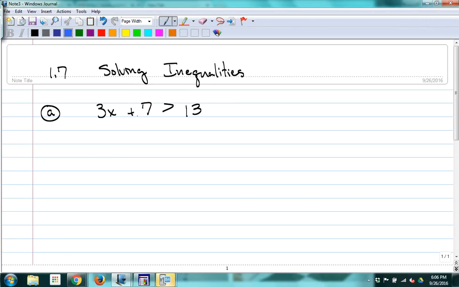First move. Subtract 7. 3x is greater than 13 minus 7 be 6, right? And then divide by 3. The only thing we need to keep in mind when we're solving inequalities as compared to solving regular equations is if we multiply or divide by a negative number, got to flip the symbol around. We didn't do that on this one, but it does happen some. So if we multiply or divide by a negative, you need to flip your inequality symbol. You need to keep that in mind.